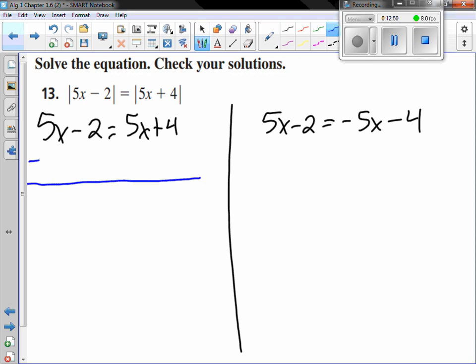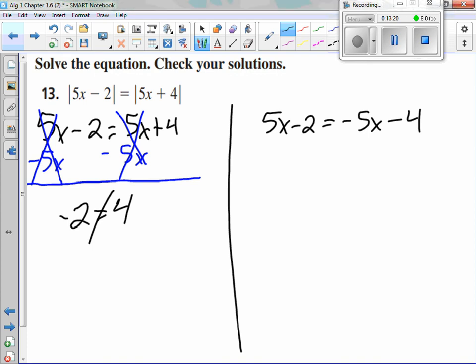So what are we going to do here? We're going to subtract 5x, because these will cancel and these will. Now, if this had been negative 5x, we would have added 5x to both sides. But here we subtract. And I get what? Negative 2 is equal to 4. And it's worked out on most of these here that it works out that way. And one of these will cancel out.